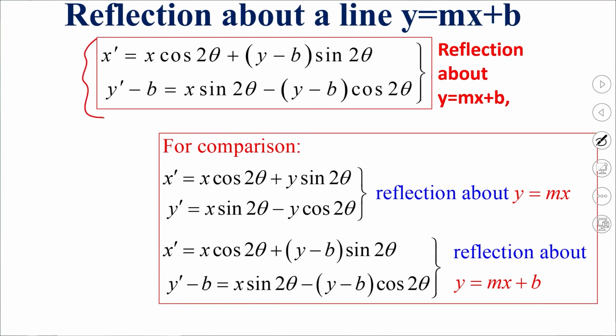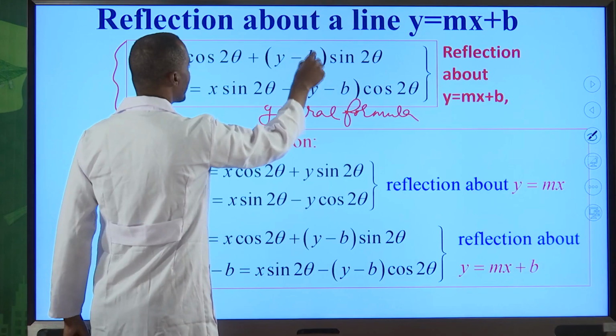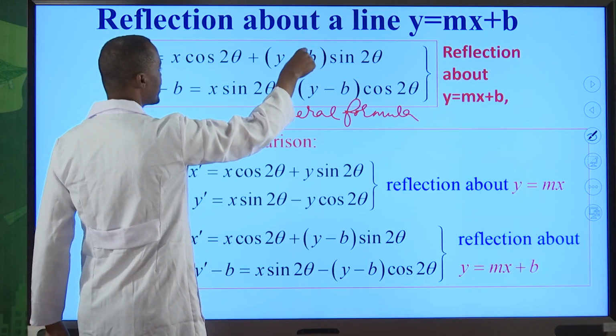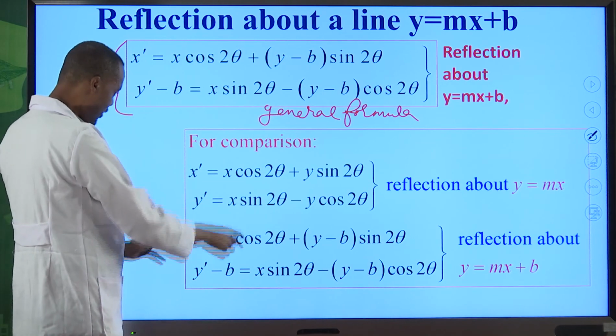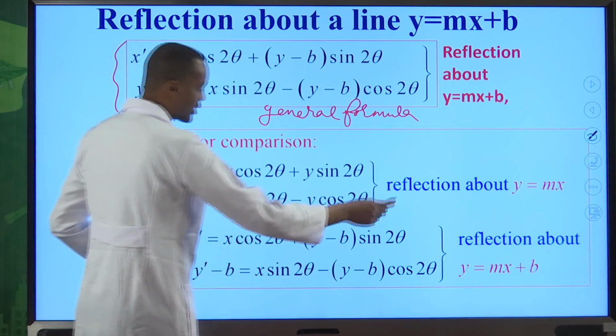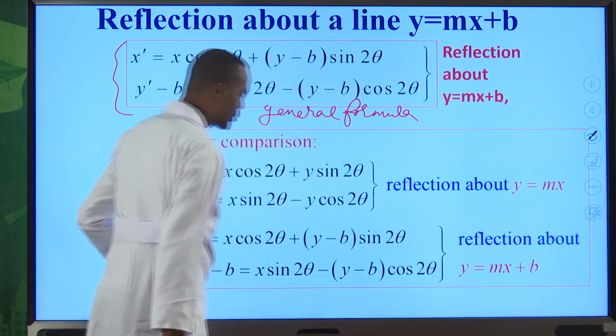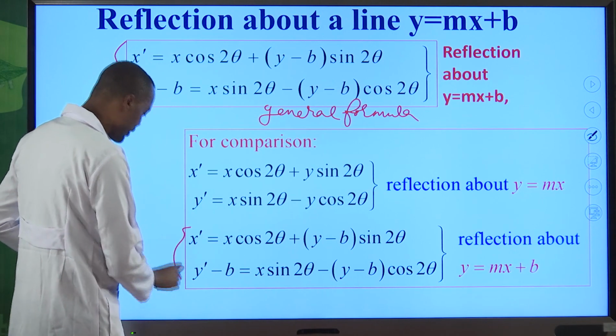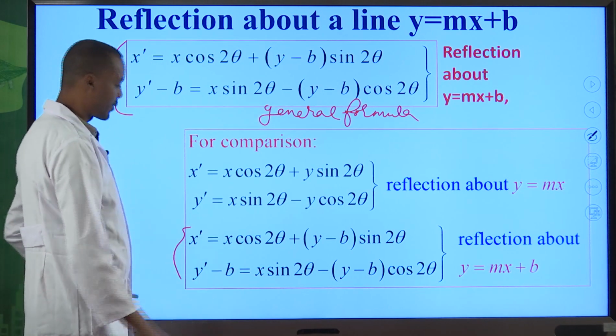This is a general formula. It applies whether our mirror line passes through the origin or not. So x prime is x cosine 2 theta, and for y minus b, you simply add this one. If it is passing through the origin, this b would be 0. So for comparison, this one is for reflection about the origin, and this one is the very general reflection, that is the y equals mx plus b form. If you simply stick to this one, it also includes this one.